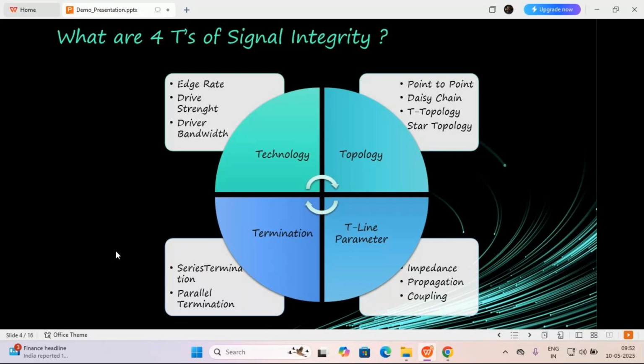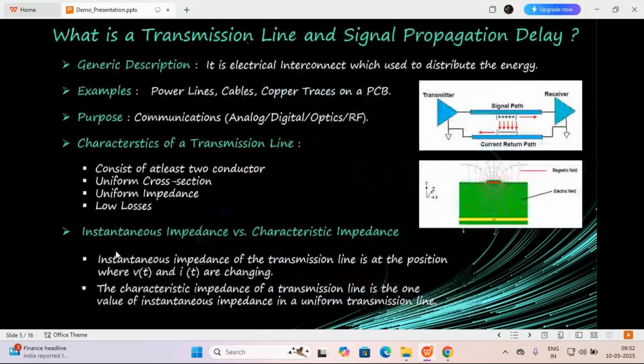So now what is transmission line and signal propagation delay? The very basic definition of transmission line: it is the electrical interconnect which is used to distribute energy. Distribute energy is nothing but to carry electrical energy or the data from one point in a circuit to another point in a circuit. Okay, this is a basic definition of a transmission line.